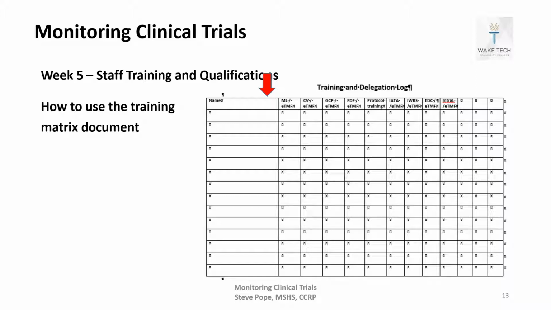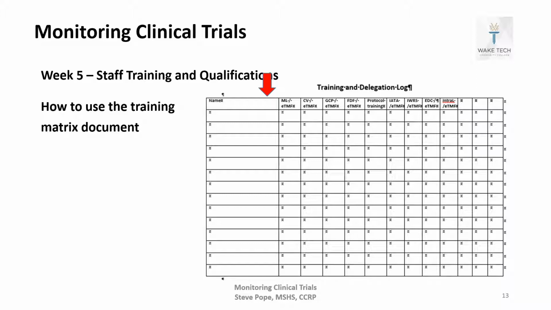So as we go across this document, you'll see in each column, the first column we have medical license, we have CV, we have GCP, we have FDF for financial disclosure form, we have protocol training, IATA training, IWRS training, EDC training, and then something in that last column called Intralinks, which is a system that sends out IND safety letters.